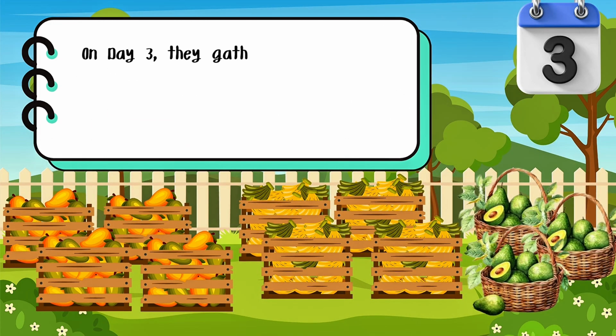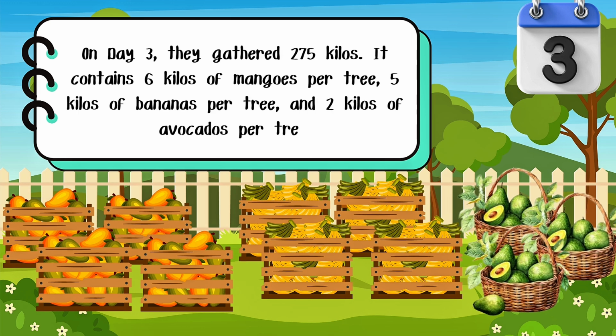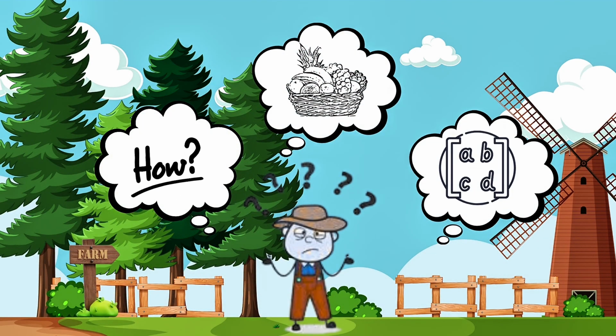Lastly, on day 3, they gathered 275 kilos. It contains 6 kilos of mangoes per tree, 5 kilos of bananas per tree, and 2 kilos of avocados per tree. Junner has 3 harvests and 3 equations. But how do we solve them quickly and accurately?